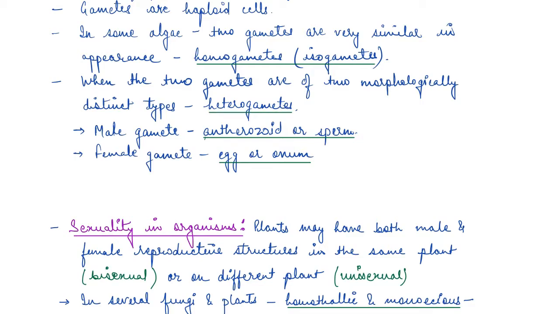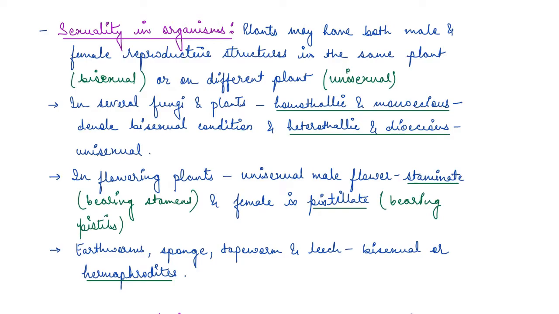Okay, now what kind of sexuality occurs in organisms? In the case of plants, they may have both male and female structures in the same plant. These plants are known as bisexual. And then there are several plants where you'll find male and female structures on two different plants. These are known as unisexual. In several fungi and plants, it can be homothallic and monoecious, or it can be heterothallic and dioecious. Monoecious is having both sexes on the same plant, and dioecious is having different sexes in different plants. It's unisexual.